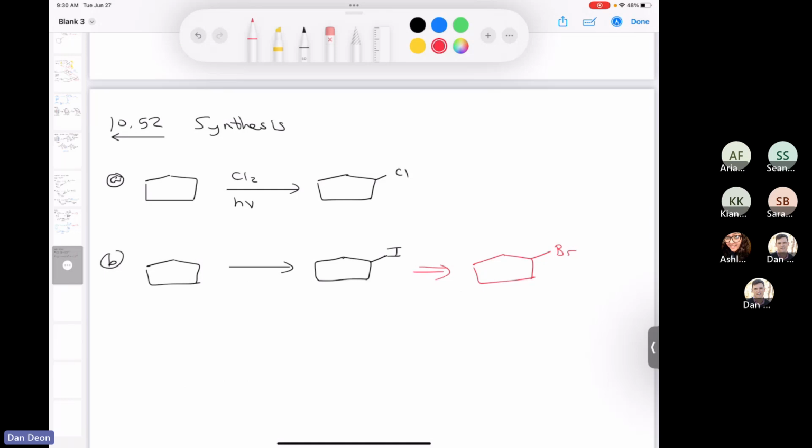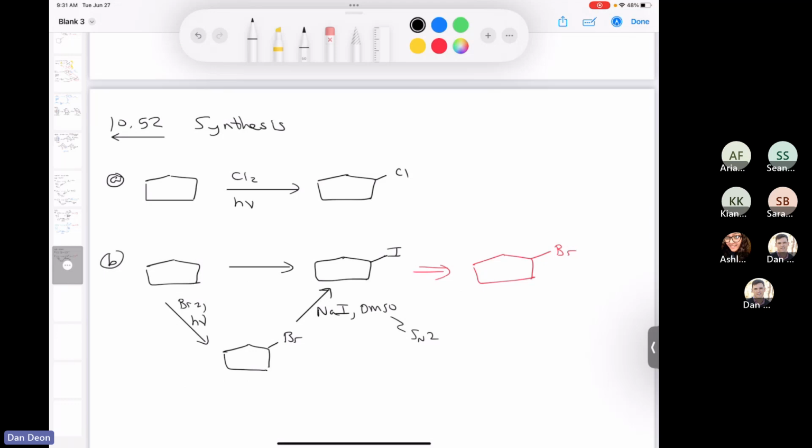And so all we have to do in that case is just make the alkyl bromide. So we would treat that with bromine and light, and that would give us this compound. And then to do the SN2, we would just treat it with sodium iodide. If you want to choose a solvent that would be good for an SN2 reaction, you could choose something like DMSO. Again, this is good for an SN2 reaction. And there you have it.